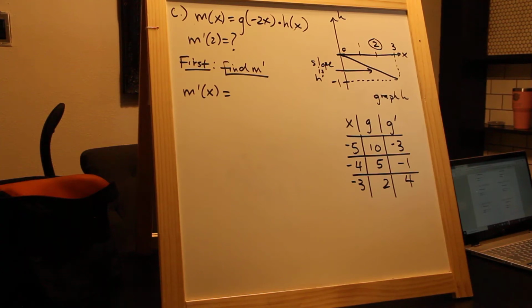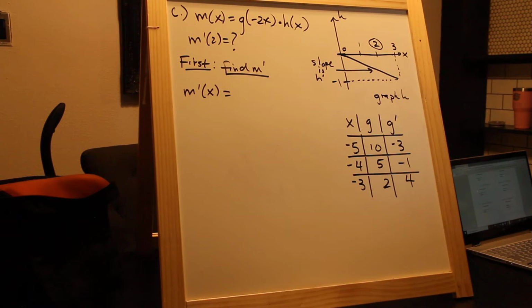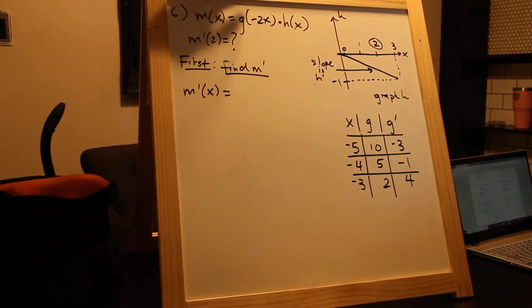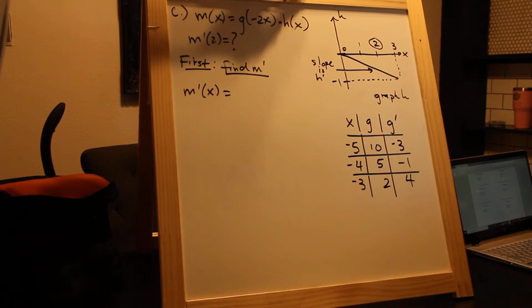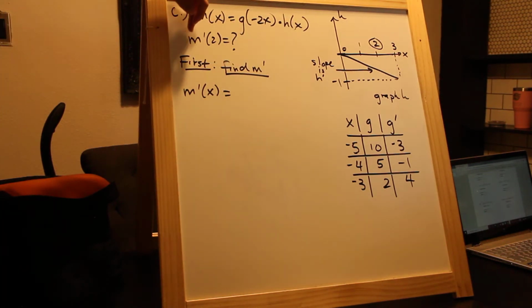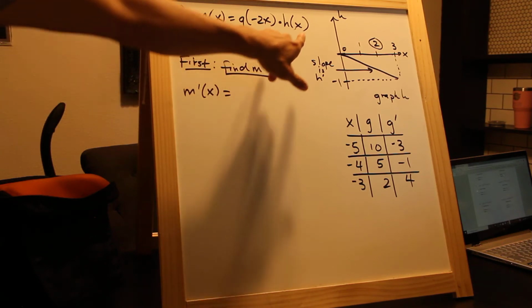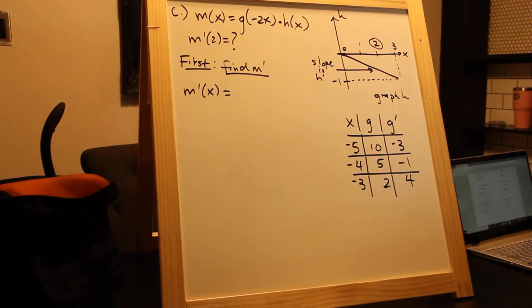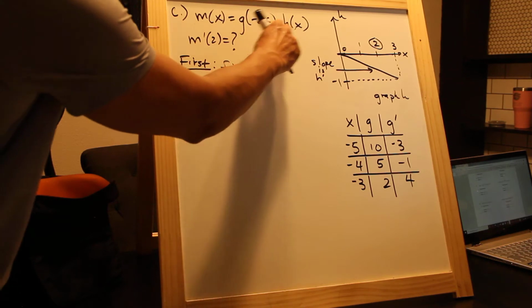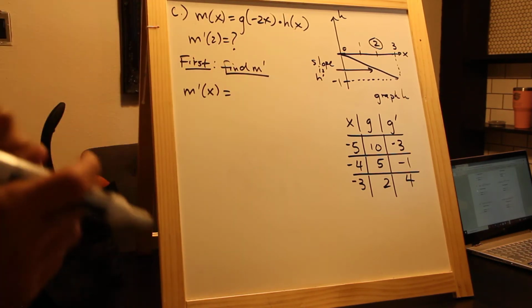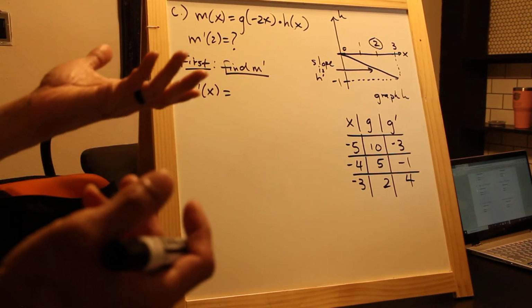Okay, so this is part C of the FRQ practice number 4 for unit 4. Now part C says if m of x is g of negative 2x times h of x, what is m prime of 2? So first we need to find m prime. Look at this function again. If I have two functions being multiplied together and I'm going to take the derivative, what do I have to use? The product rule.